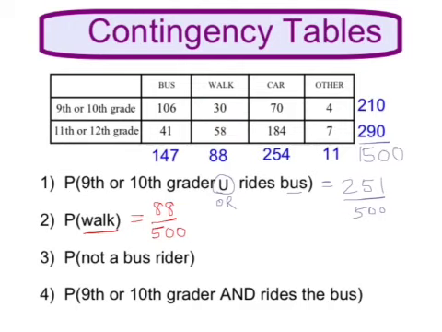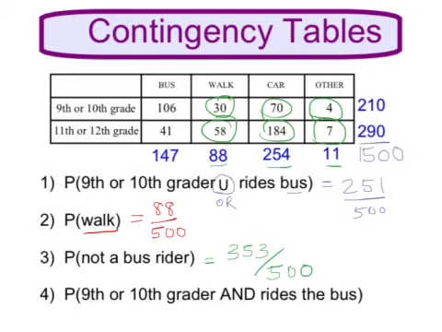To find the probability that someone is not a bus rider, that's anyone who walks, anyone who takes a car, and anyone who gets to school in some other way. I can either add up those 6 numbers, or I can use my totals at the bottom, the 88, the 254, and the 11. Either way, I should come up with 353 out of 500 as the probability that I will select someone who is not a bus rider.